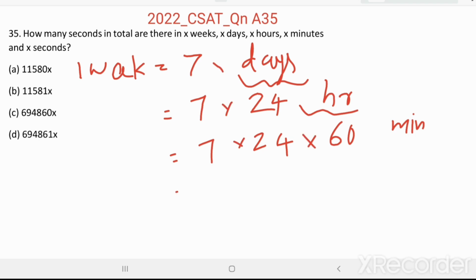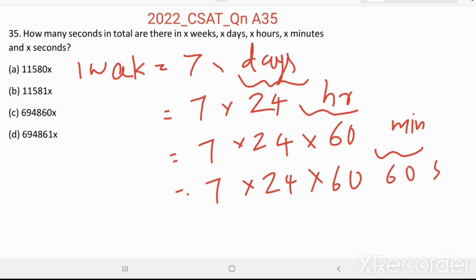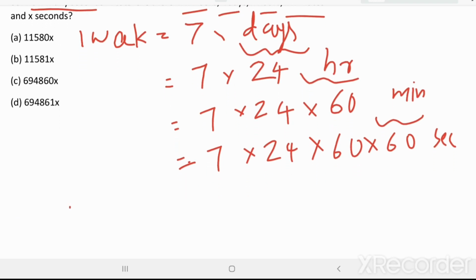Then 1 minute equals 60 seconds. So 1 week equals 7 into 24 into 60 into 60 seconds. Now we want to find how many seconds there are in total in X weeks, X days, X hours, X minutes.